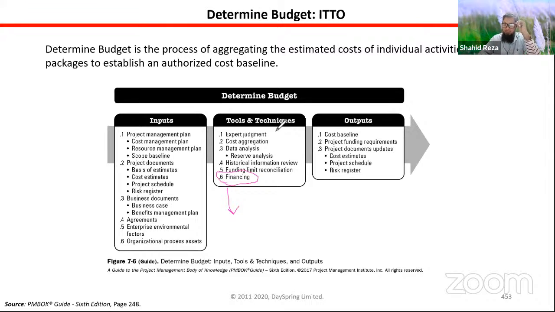In the private sector, what happens? Organizations don't give the whole budget from their shareholders' money or from their equity. Sometimes they take a 40% loan from the banks, maybe 20% from shareholders, and another 40% maybe they will give from the capex of the organization of that year. So this financing, where the money for this project is coming from, should be mentioned in the project budget.